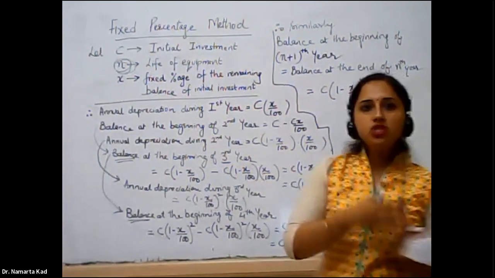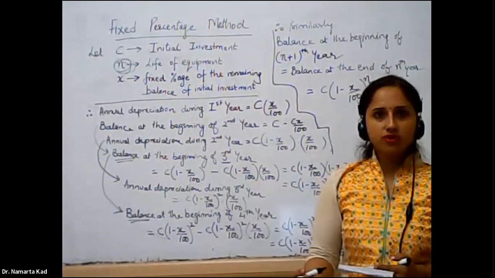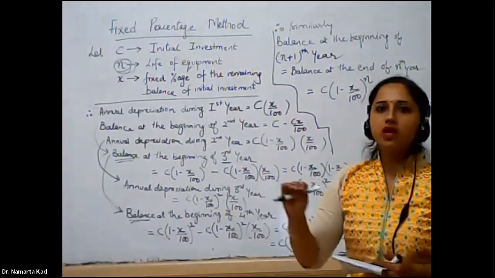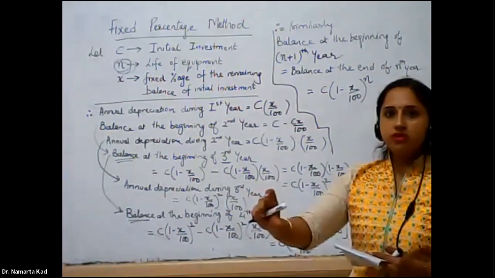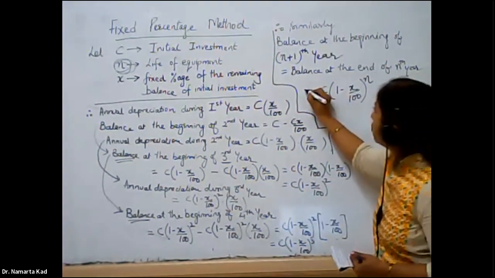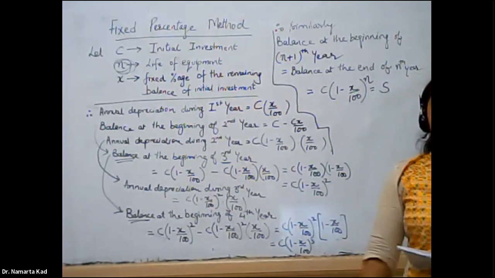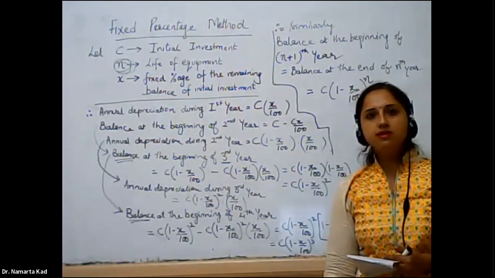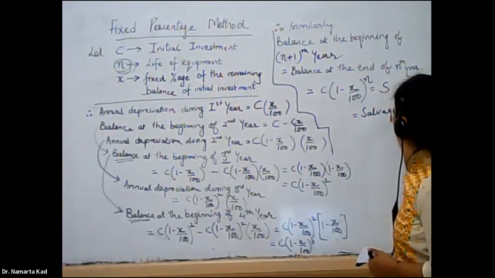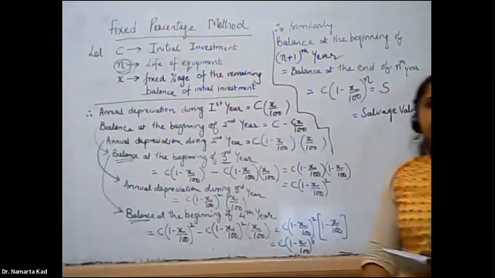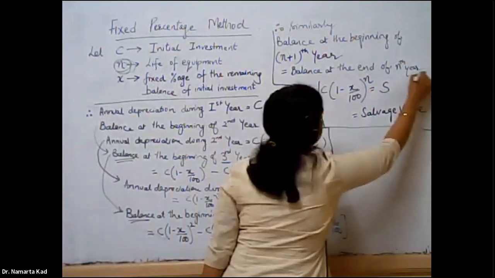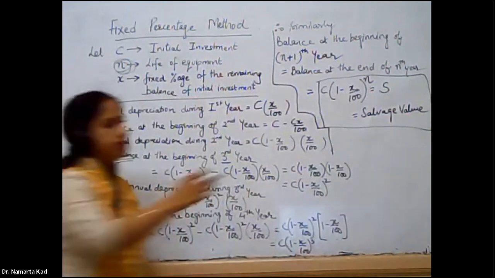And how much amount is left after the useful life? We call that amount the salvage value. After the useful life of the equipment is finished, the amount left for that equipment is called the salvage value, and this is equal to S. So the complete formula is equal to the salvage value.